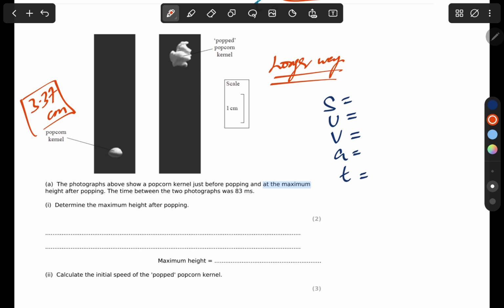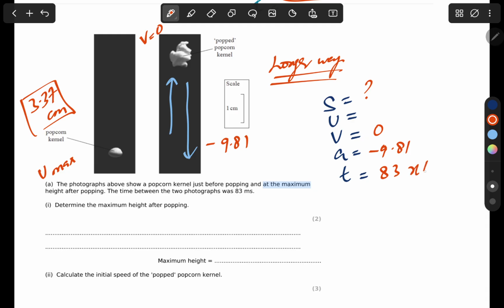Okay, so we have to find this. We know that u is the max here and v is 0, and it's moving up, right? Give me a second, I'm changing my color. So this is moving up, okay, and the gravity is acting down. So what I'm going to do, I'm going to take gravity as negative 9.81. Then v is 0 at the top. Time is 83 times 10 to the power of negative 3. u I don't know, right?